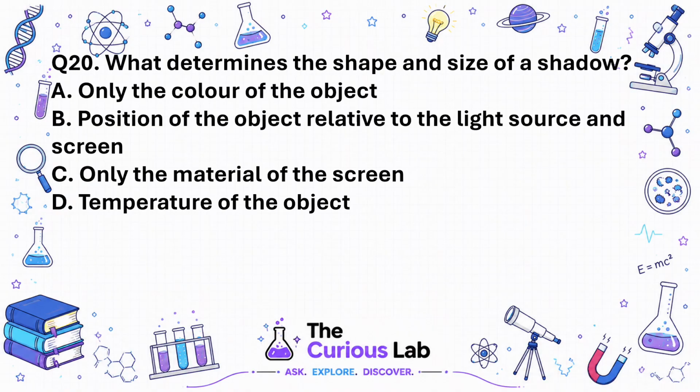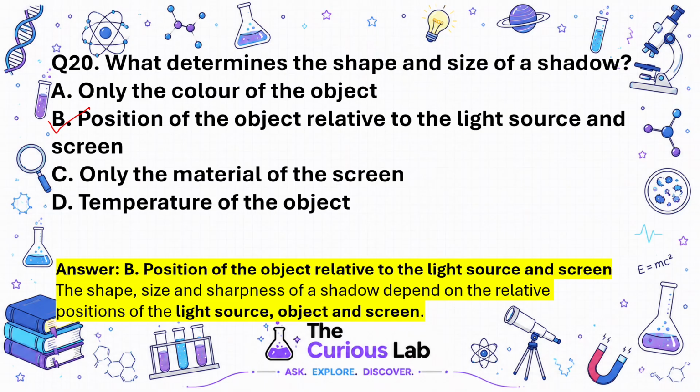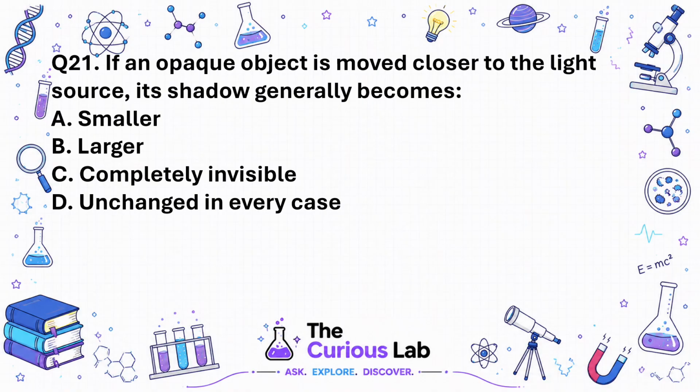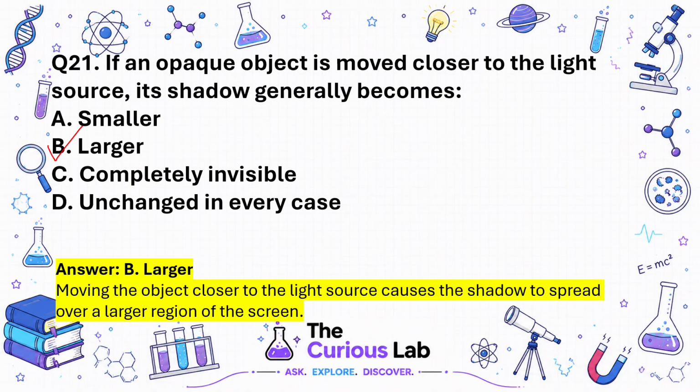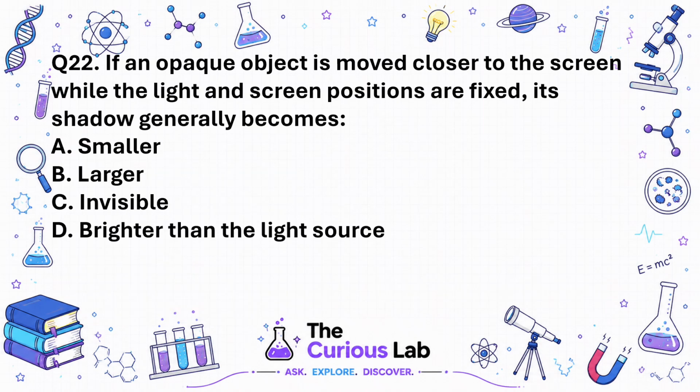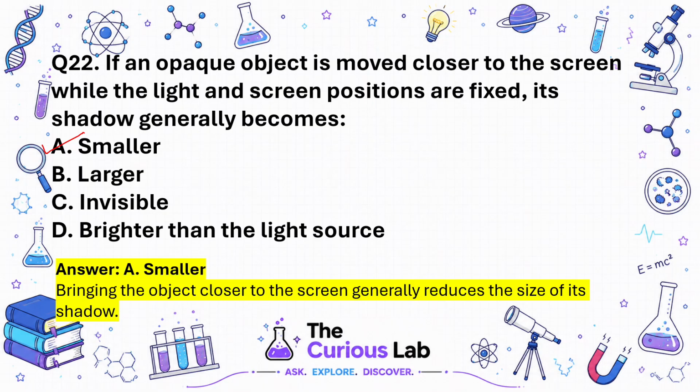What determines the shape and size of a shadow? Position of the object relative to the light source and screen. We know that when we change the position of object with respect to the light source or the screen, the size of shadow changes. If an opaque object is moved closer to the light source, its shadow generally becomes larger. We know if it comes closer to the light source, it will become larger. If an opaque object is moved closer to the screen, while the light and screen positions are fixed, its shadow generally becomes smaller because it is moving towards the screen and away from the light source.